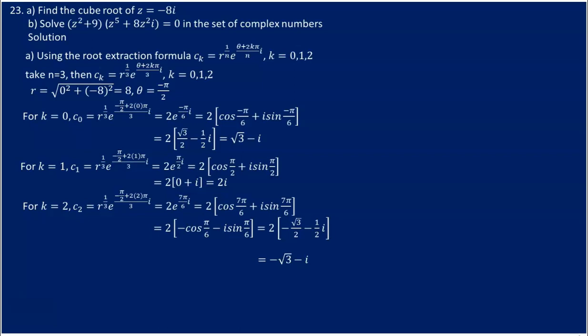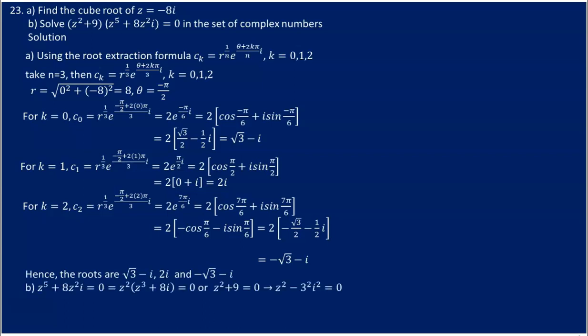So this completes our question letter A. Now follows the other one. You see, hence the roots are, as you see, listed here. When you come to B, it says z squared plus 9 into z to the power of 5 plus 8 z squared i equals 0. So you are asked to solve this one. So what do you do for this?